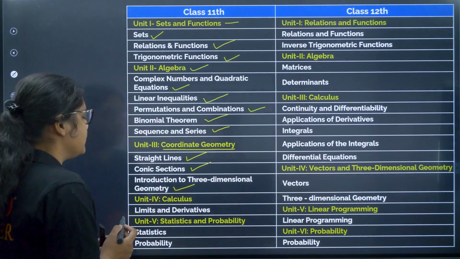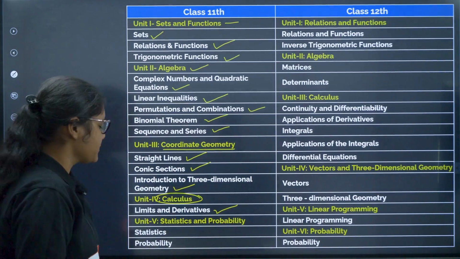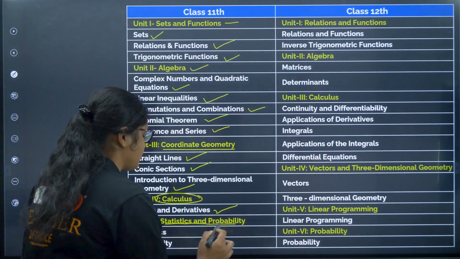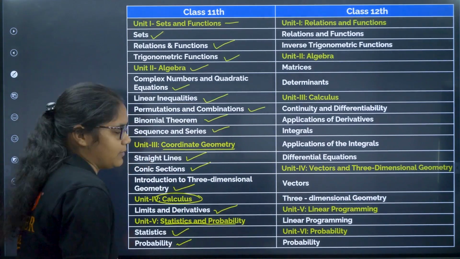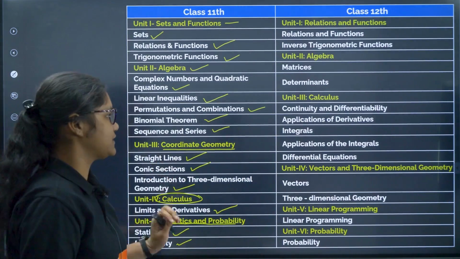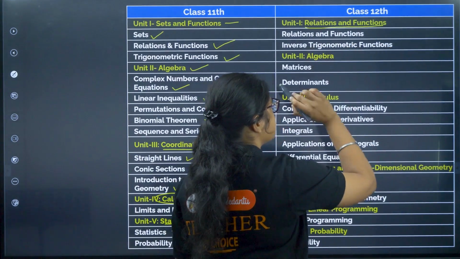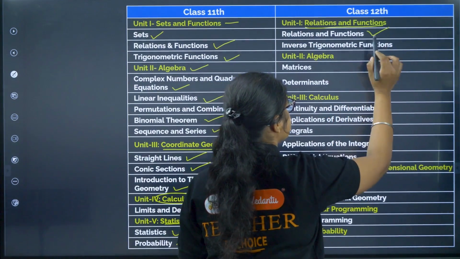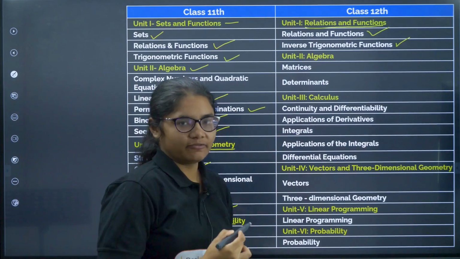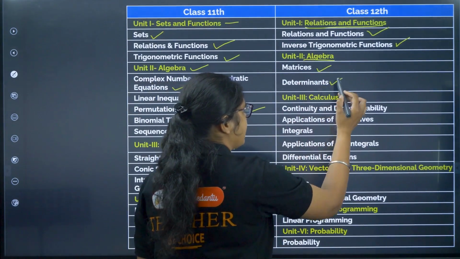Next in unit 3, that is coordinate geometry, you have straight lines, conic sections, and introduction to 3D geometry. Next in unit 4, that is calculus, you have limits and derivatives. In unit 5, that is statistics and probability, you have statistics and probability. So these are the chapters from your 11th standard. Then coming to 12th standard, first is relations and functions, in that you have the relations and functions chapter and inverse trigonometric functions. In unit 2, that is algebra, you have matrices and determinants.